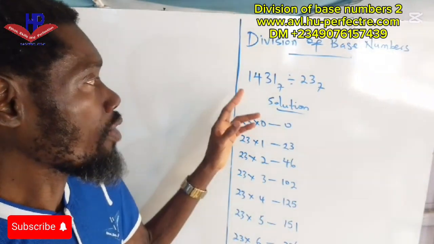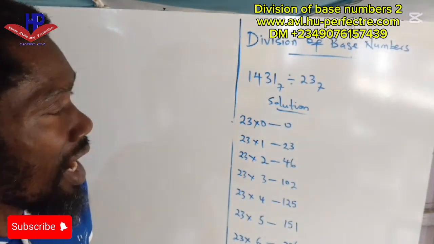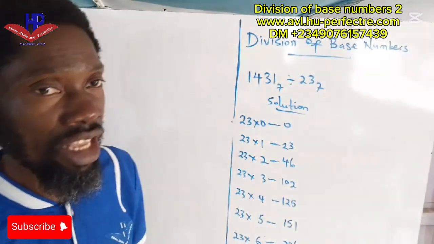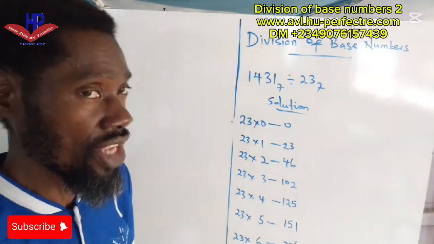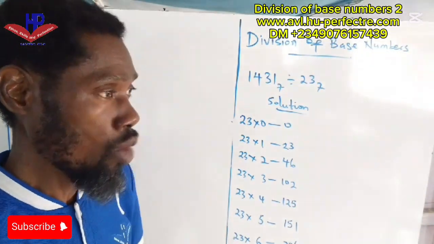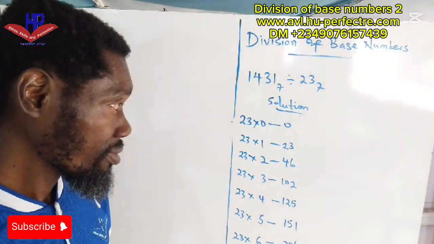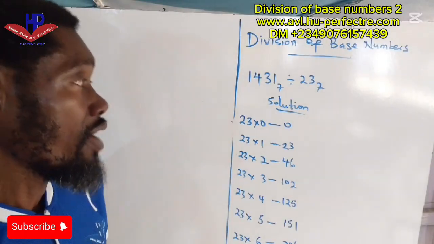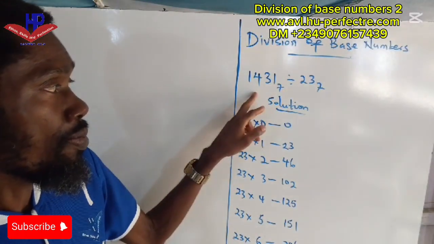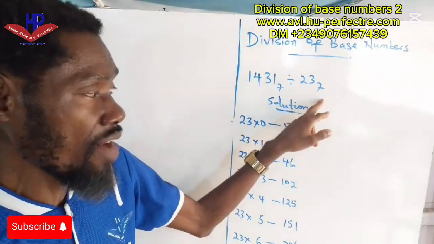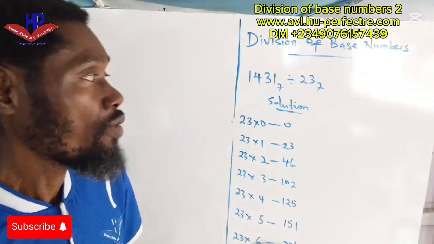Dividing 1431 base 7 by 23 base 7. Now, remember I said you need to find out the limit of factors of base 7. Base 7 limits are from 0 to 6: 0, 1, 2, 3, 4, 5, 6. Those are the numbers we have in base 7. You're going to use those factors to multiply with the divisor, which is 23 base 7.